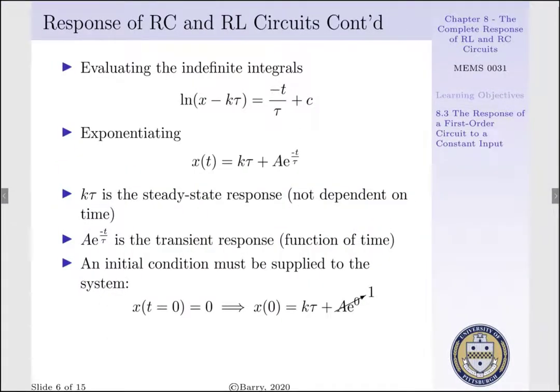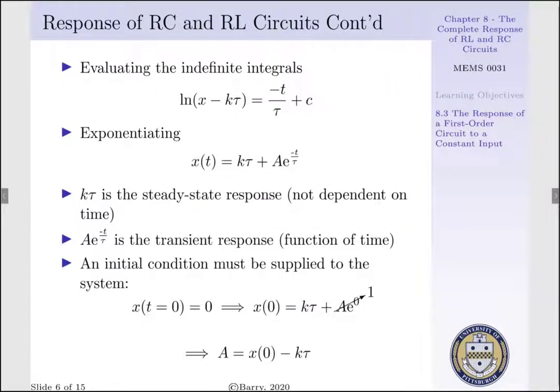Now to solve this, we need to apply an initial condition. Our initial condition within our system is x when t is equal to 0 is going to be equal to x naught, our initial value, such that x naught, when t is equal to 0, is equal to K tau plus A e to the 0. E to the 0 gives us a value of unity. Thus we can say A, our constant, is equal to x naught, our initial value, minus K tau.